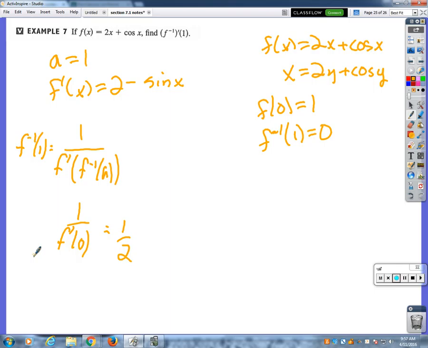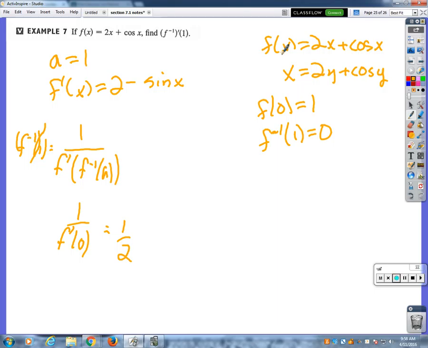So what we did is we found the value of the derivative of the inverse function at 1. And the reason why it was so complicated is because we couldn't just find the inverse function, take the derivative, and plug in 1, because we can't find the inverse of this function. You know what I'm saying? So you had to use that formula instead.